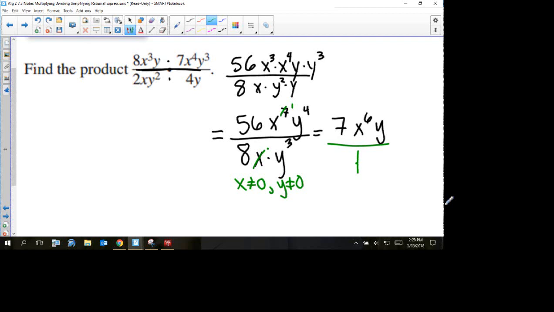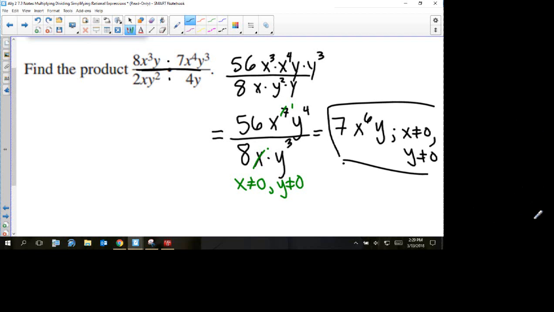Here it is, both of them. After this, and I don't need to write the over 1, I was just explaining how it was over 1, you don't have to write that part. But after that, I would put my little semicolon and write x does not equal 0, y does not equal 0. That's your answer.